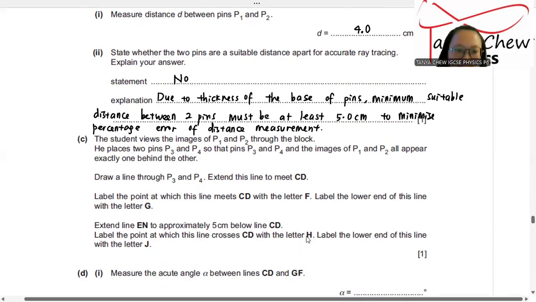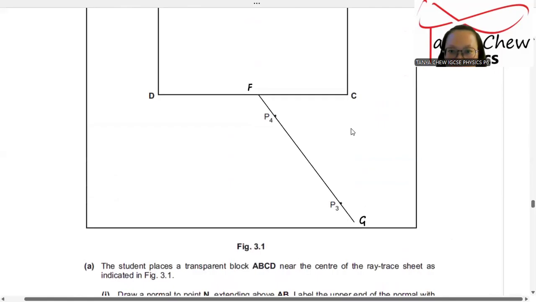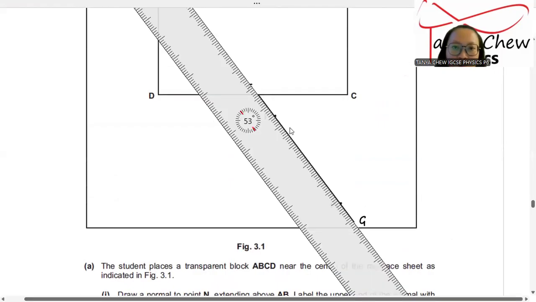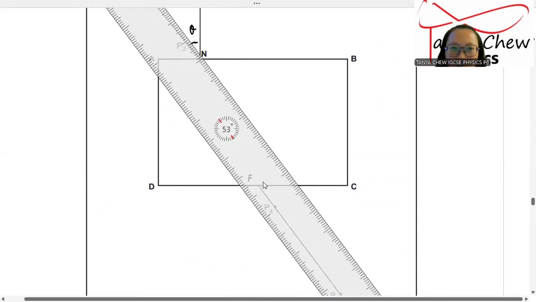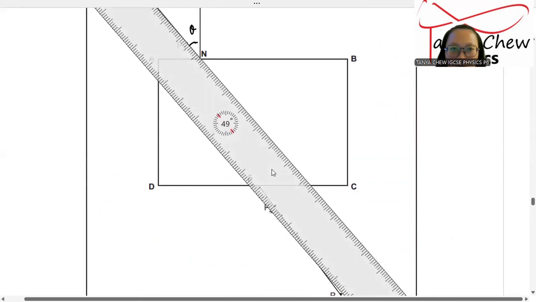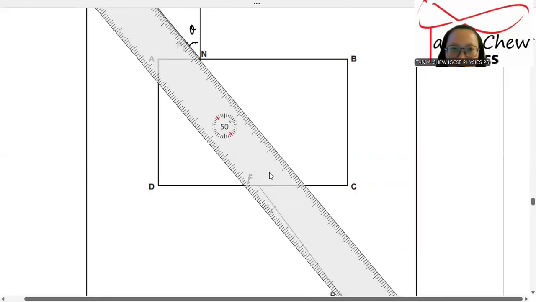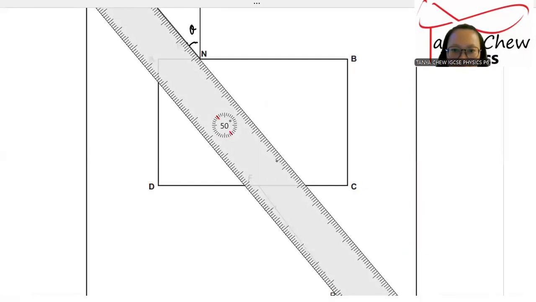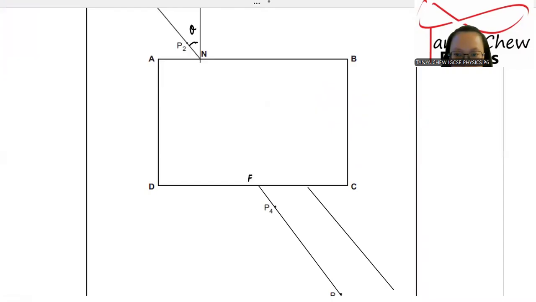And then after that, extend line EN to approximately 5 cm below line CD. Label the point at which the line crosses CD with the letter H. Label the lower end of this line as letter J. So you measure from CD, at least 5 cm. Yeah, approximately 5 cm. So you see where is my line of P1, P2. Make sure that, okay, somewhere here. So extend it 5 cm, yeah? Approximately 5 cm from CD. So from CD, you measure 5 cm. So label this as H and this one as J.